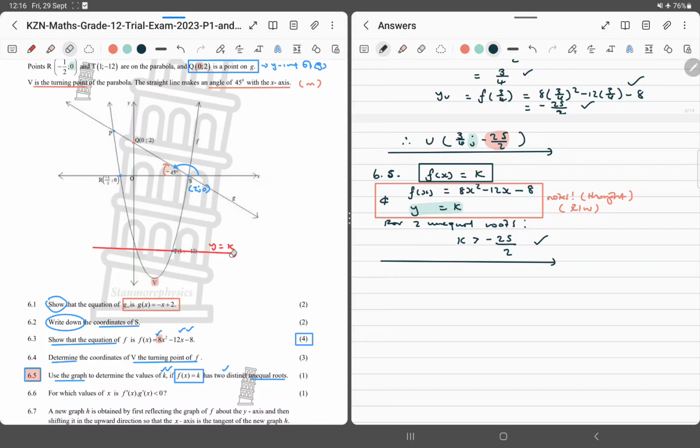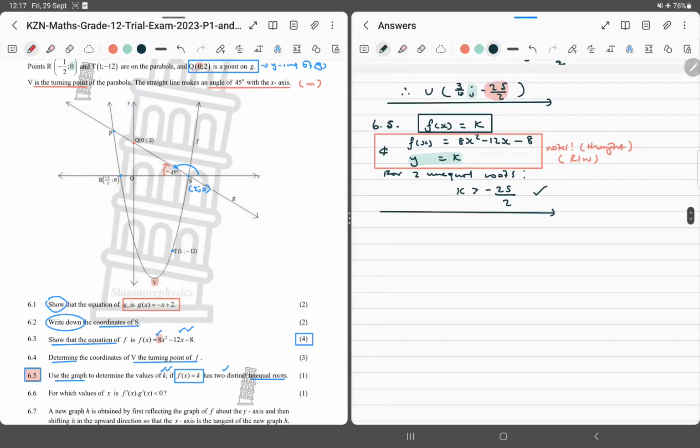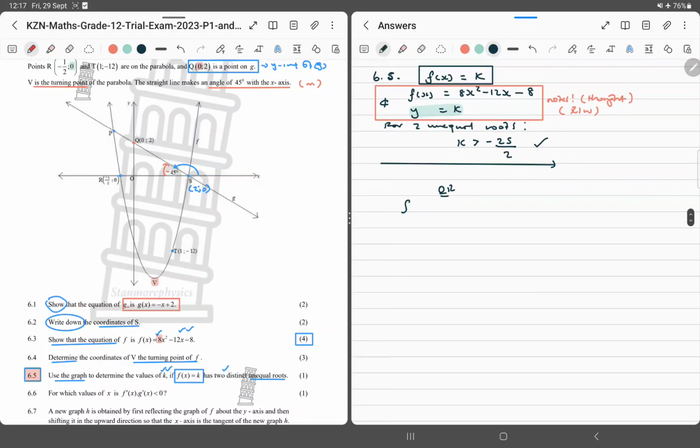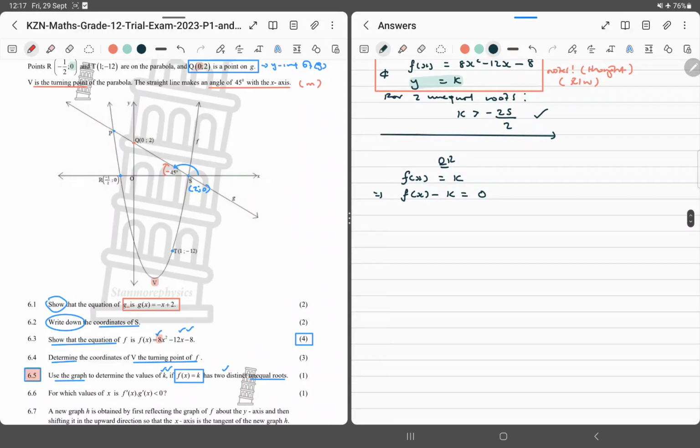Okay, so now here's another way to think about it. Because you always have options. With these kinds of questions, you need to be smart. So let's say again we're given this f of x equals k. So we are implying that this is f of x minus k equal to 0. Can you see? We are transforming this into yet a quadratic. Now look at this quadratic. How could you solve this quadratic so that we've got two distinct unequal roots?